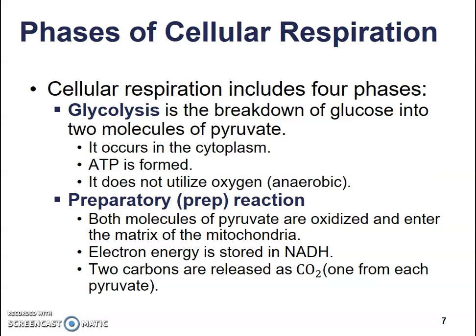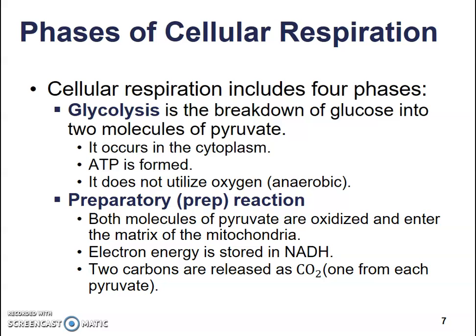Phases of cellular respiration. It includes 4 phases. Glycolysis is the breakdown of a glucose molecule into 2 molecules called pyruvate. This happens in the cytoplasm, and it basically just snaps that glucose molecule in half. And it produces a small amount of ATP. And it does not use oxygen, which is an anaerobic process.